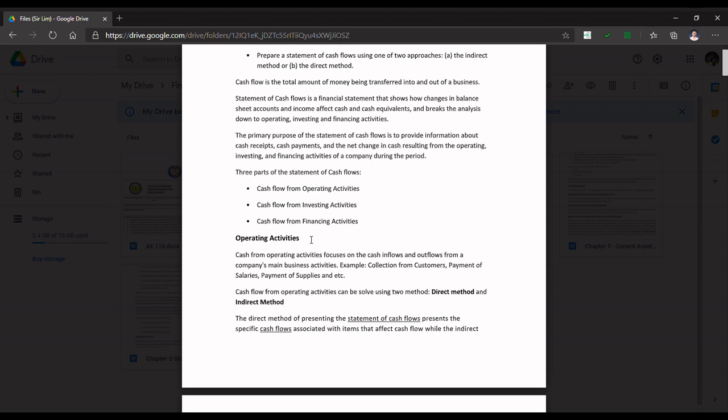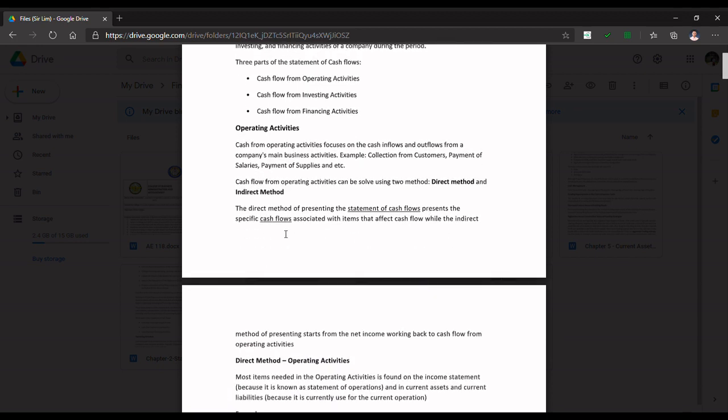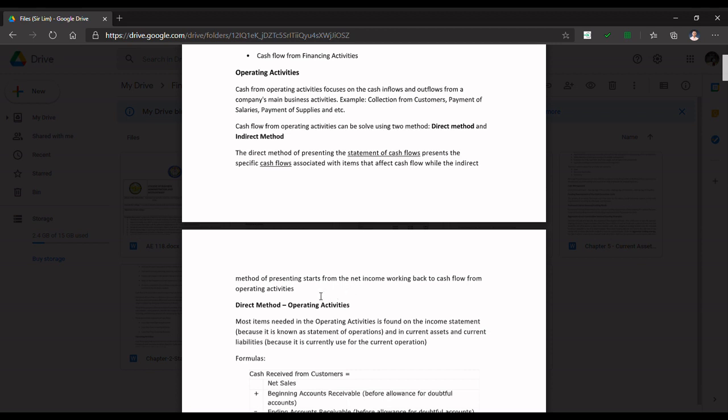Well, so we have two methods in computing for the operating activities. We have the direct method and the indirect one. So using the direct method, statement of cash flows presents the specific cash flows associated with items that affect cash flows. Okay, yung direct na nag-affect sa mga cash flows, we compute them separately or specifically. While the indirect method of presenting starts from the net income, working back to cash flows from operating activities. So if we're using the indirect method, we start from the net income, okay, whatever the provided net income is, then we just adjust the net income in order to get the cash flows from operating activities.